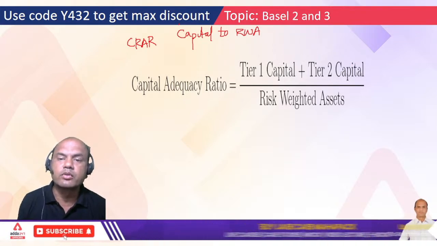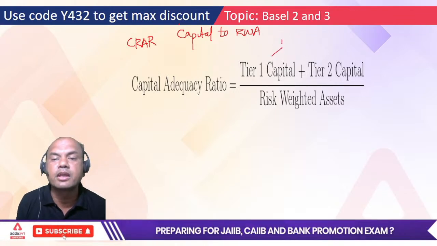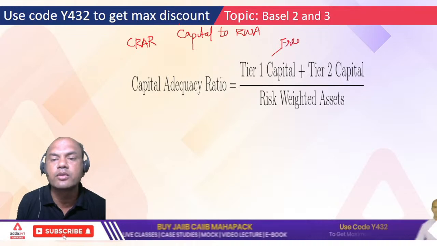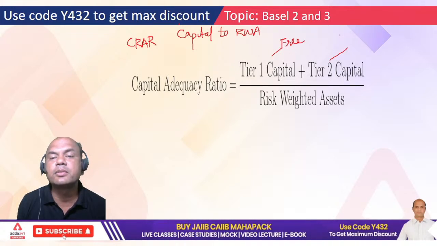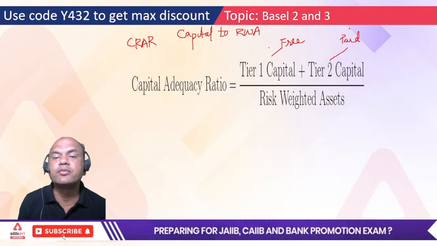So tier 1 and tier 2. What does tier 1 consist of? Tier 1 consists of free capital. Free means I don't have to pay anything. And tier 2 is the paid capital. That's why there is a separate name for tier 1.